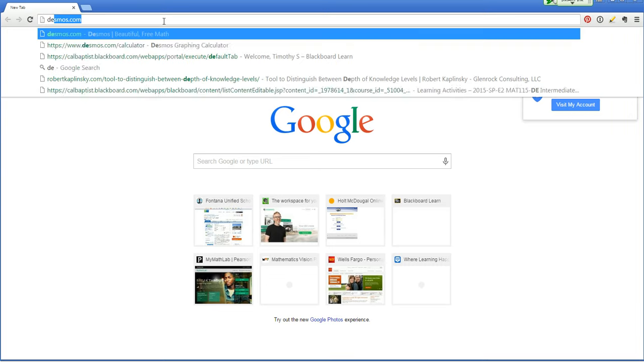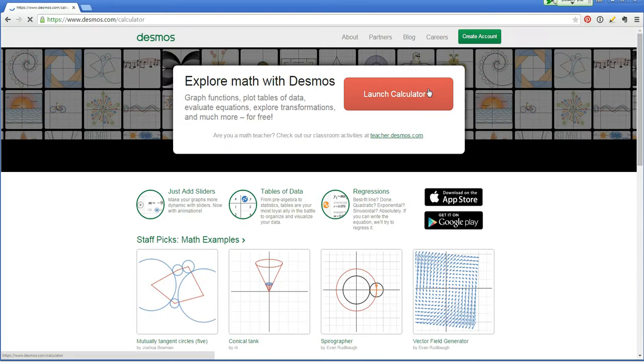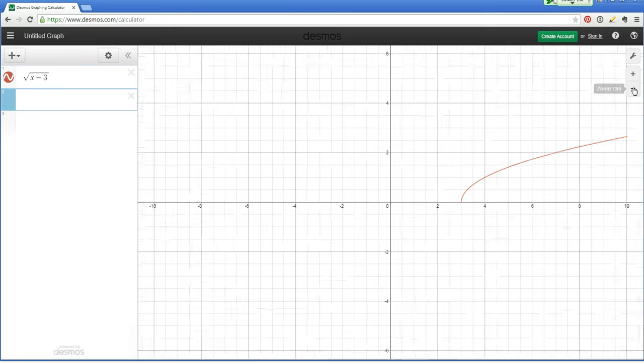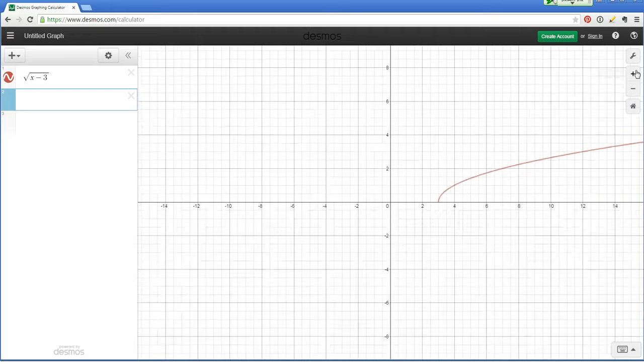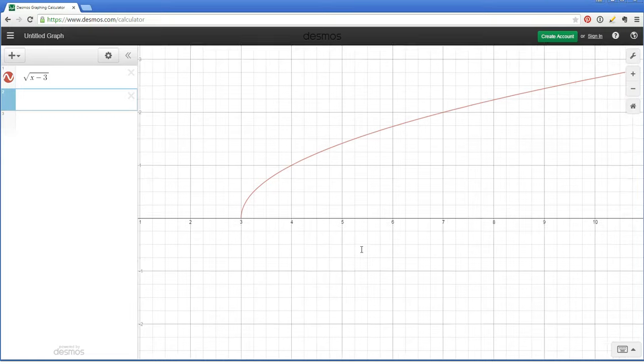So this is really neat because now you can graph almost anything and have a dynamic graphing calculator. So square root, I'm just going to put SQRT x minus 3, and there we go. We have our graph ready there for us. Something that's really neat, you can zoom in and out, and you can kind of play back and forth with it.